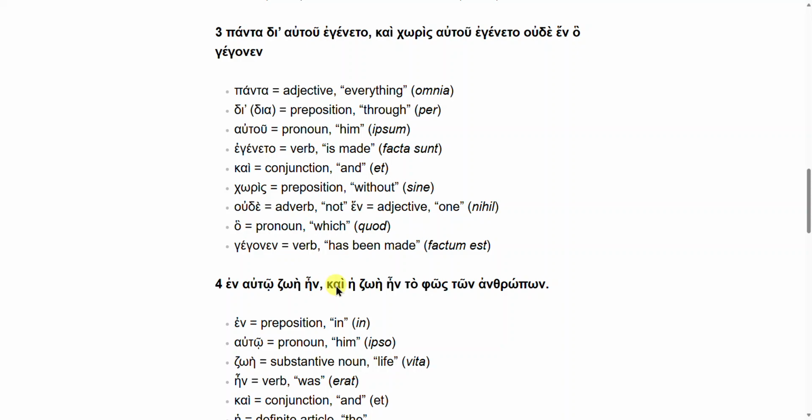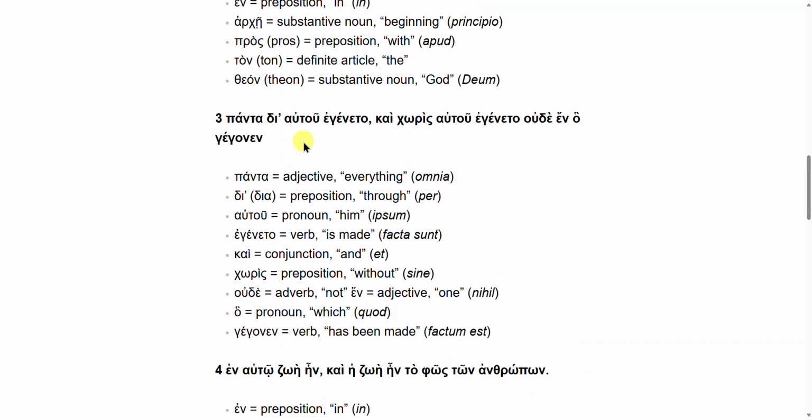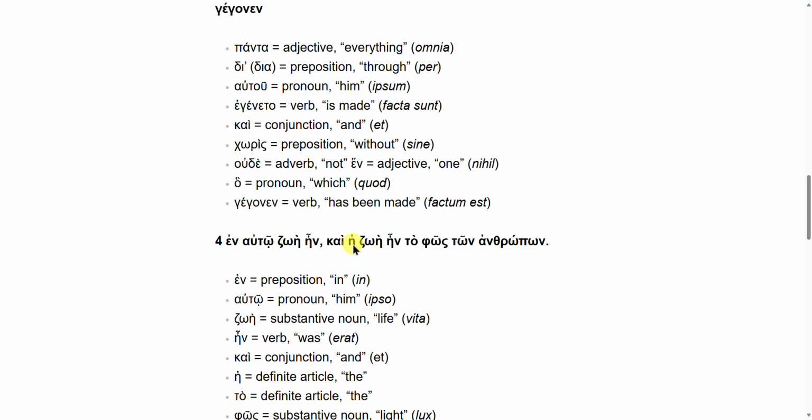We then have the conjunction kai, or et, or and again, kai, and. We then have he. He here is a definite article. So we've seen the masculine definite article back in verse 1. This is the masculine definite article, ho. Now in verse 4, we see the feminine definite article, he. So this again is the definite article translated the or the.